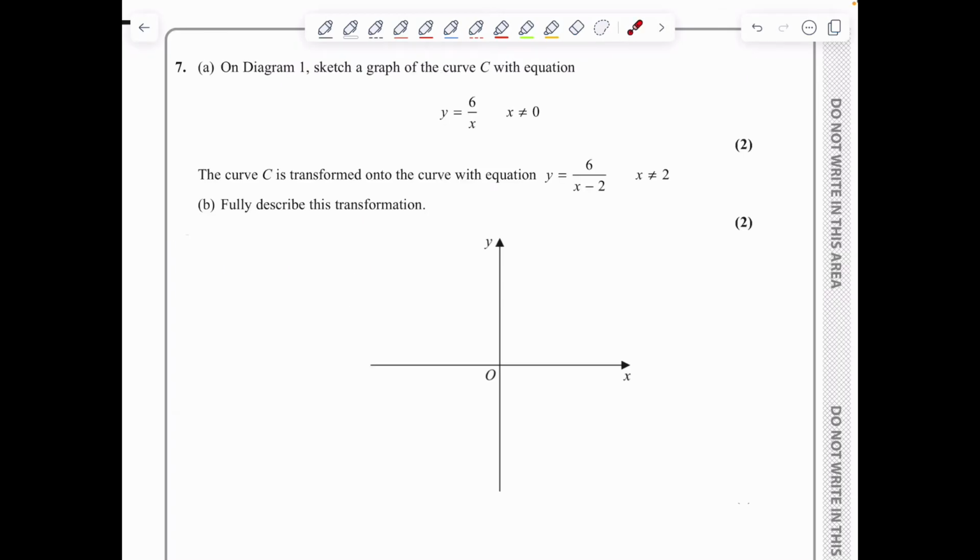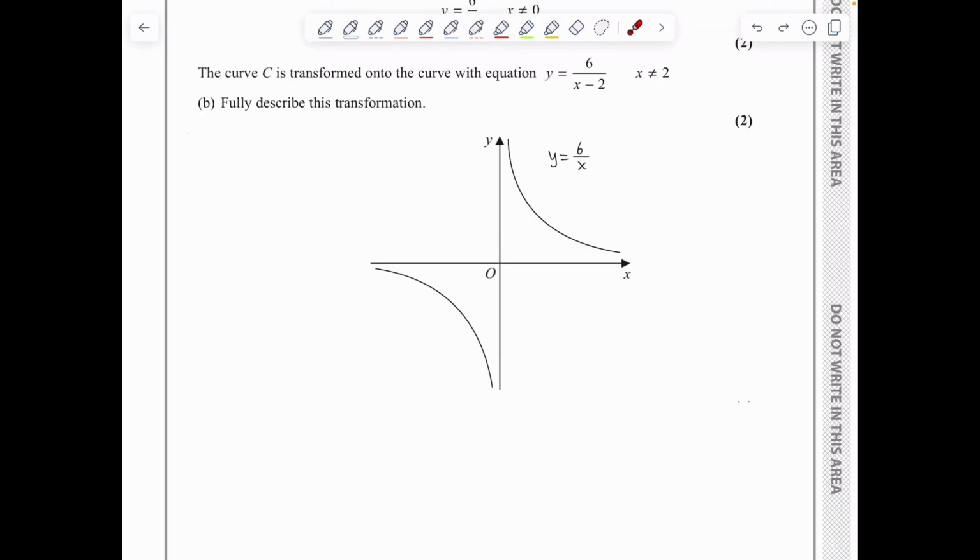In 7a, we need to sketch the graph of y equals 6 over x, and x cannot be 0 because obviously when x is 0, then we're dividing by 0, which leads to an undefined result. We know that this curve here belongs to the reciprocal family, and because the numerator is positive, then we are in the first and the third quadrants, so it should look something like this. That's the graph of 6 over x.